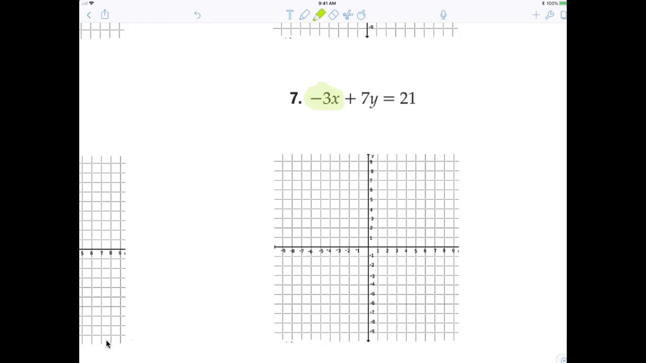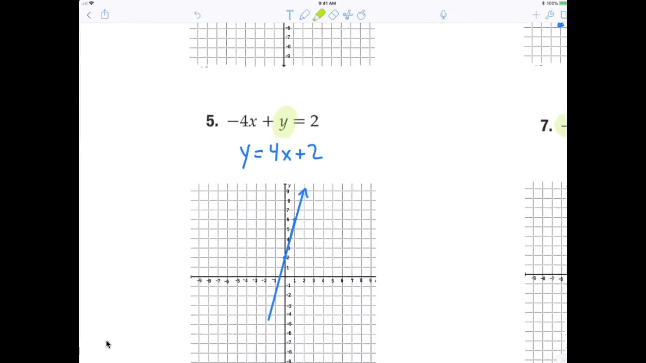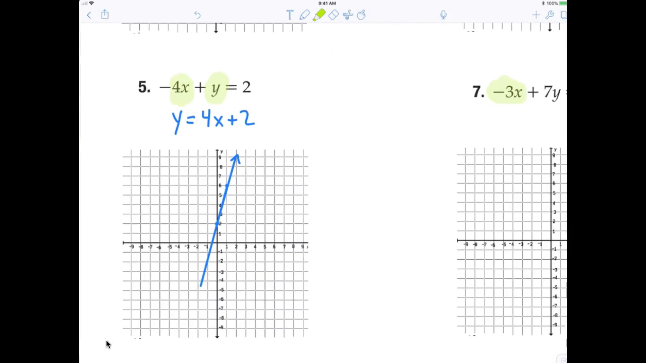So I have to get rid of it. I have to throw it to the other side. You have to do what? Come on, girl. Look at the other problem. What did I do to this? Threw it to the other side. When I threw it to the other side, it became a what?